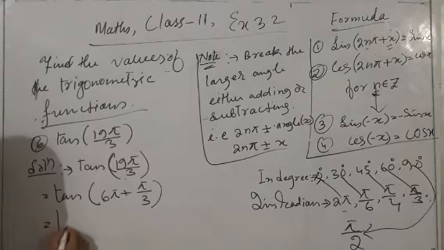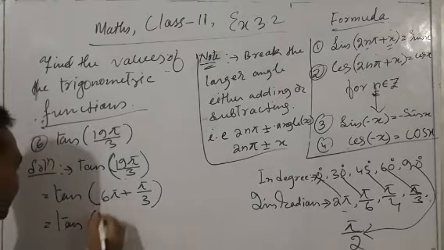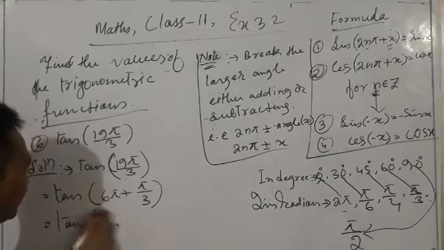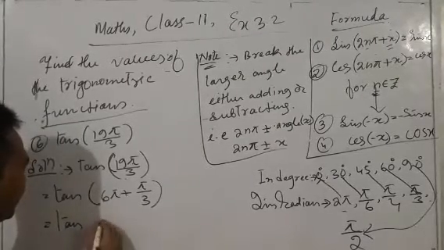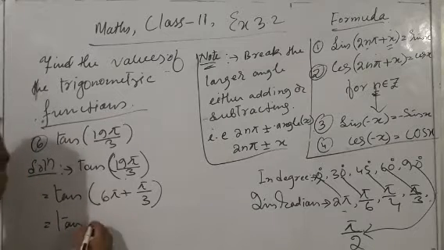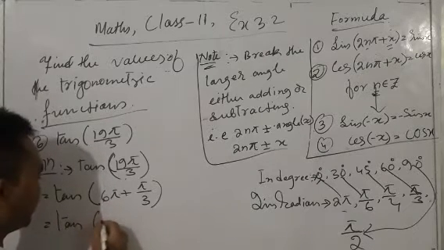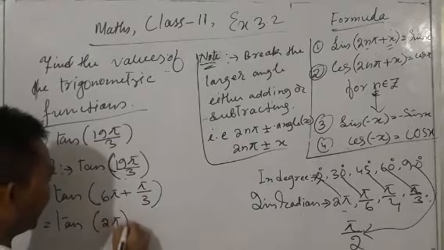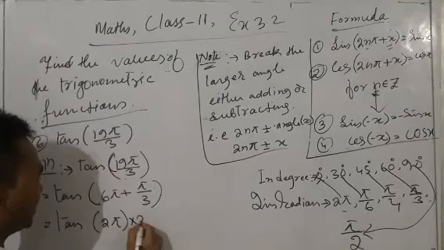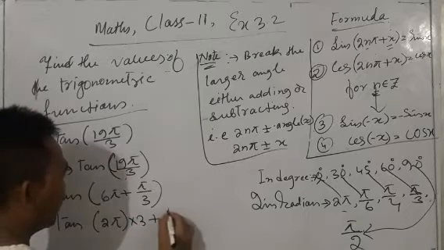Again we can break this. Now let us form 2 pi into n, into 2, 3 are 6. That means it will be pi by 3.